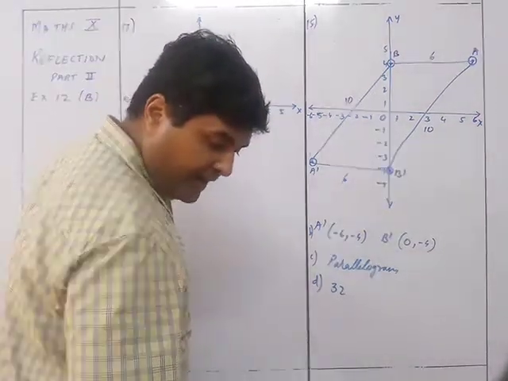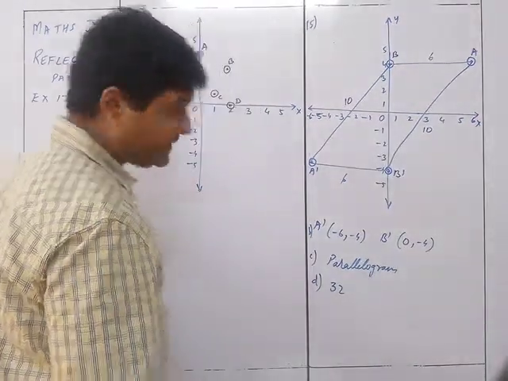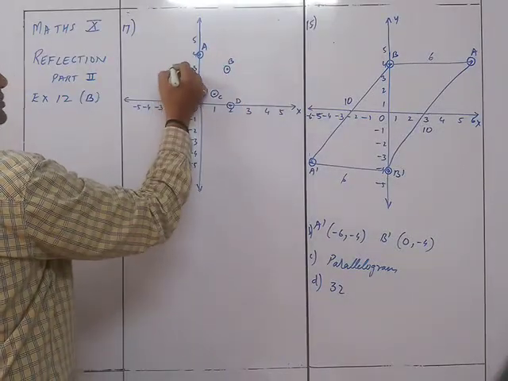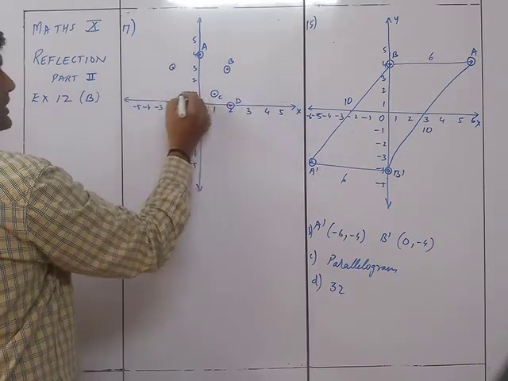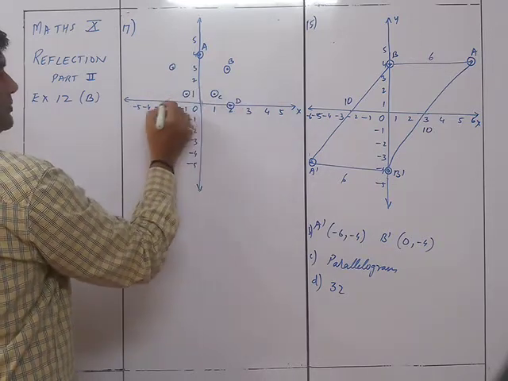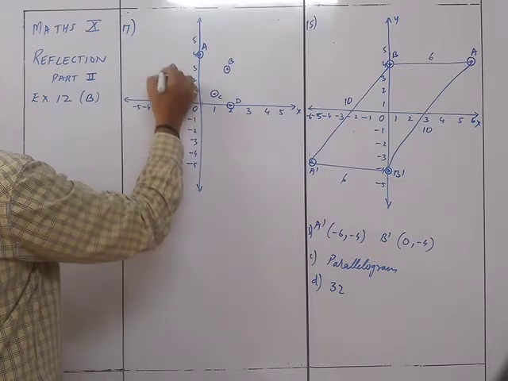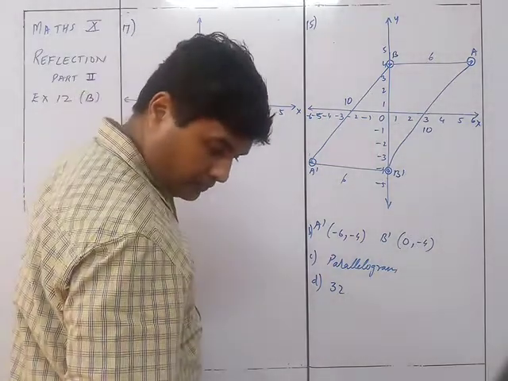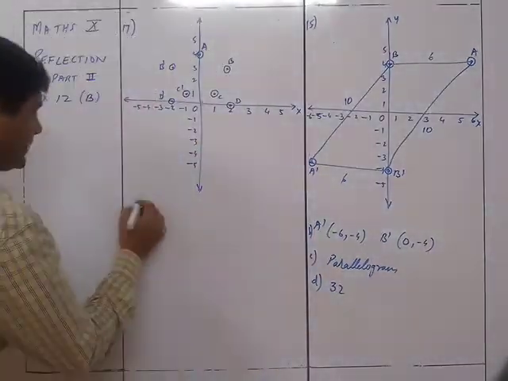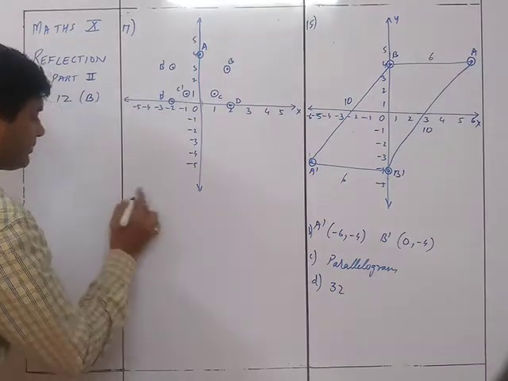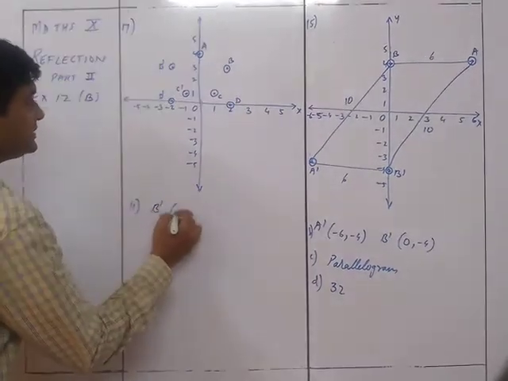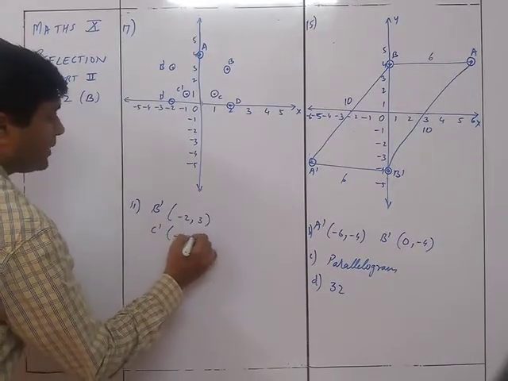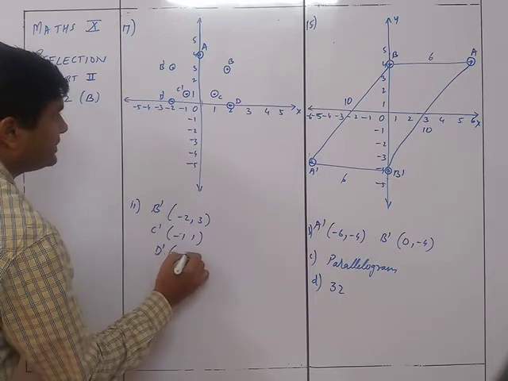You need to reflect BCD on the y-axis. So reflect this thing. So this becomes minus 2, 3 compared to 2, 3. So it will be here. This comes over here. This comes over here. This is B dash, C dash, D dash. Respectively, write down the coordinates. So we have the coordinates as B dash is going to be minus 2, 3, C dash is minus 1, 1, and D dash is minus 2, 0.